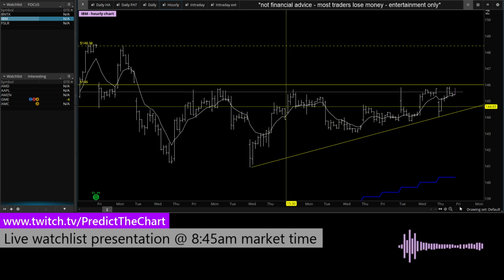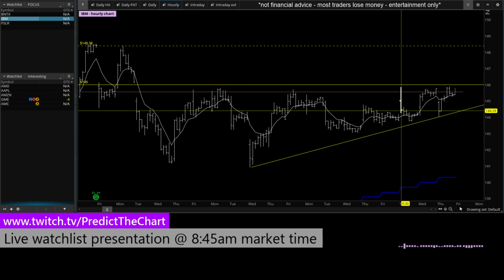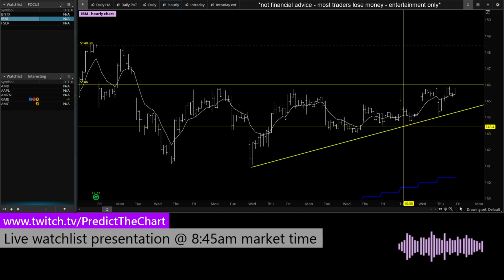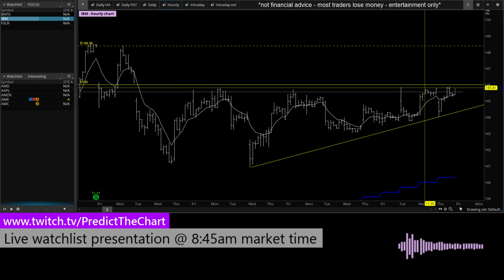Where's the other test? Excuse me. This day opens far away. Next test. This day opens far away, moving average even farther. Let's keep going. This day opens far away, moving average pretty far.